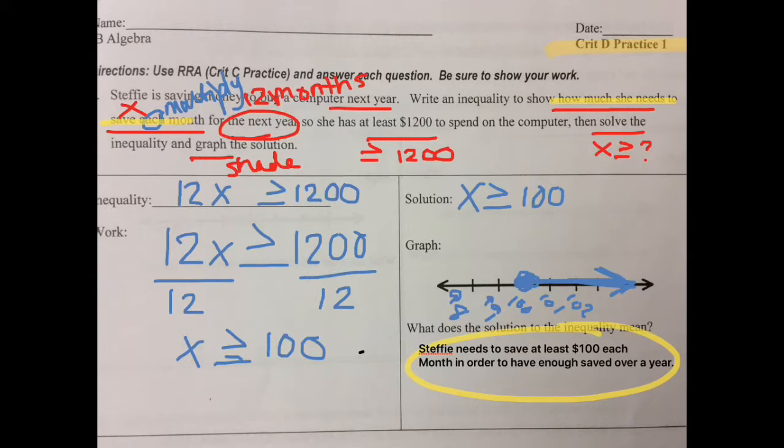each month. And the reason I used the word at least in my answer was because at least means $100 or more. So there are different ways that you can say this in your last question. You can say, Steffi needs to save $100 or more each month. Steffi needs to save at least $100 each month. Either of those are okay to say, but we don't want to say she needs to save exactly 100, because that would be if it was equal to 100, but it's not equal to 100. It's greater than or equal to 100, so we need to include that part of the inequality in our answer.